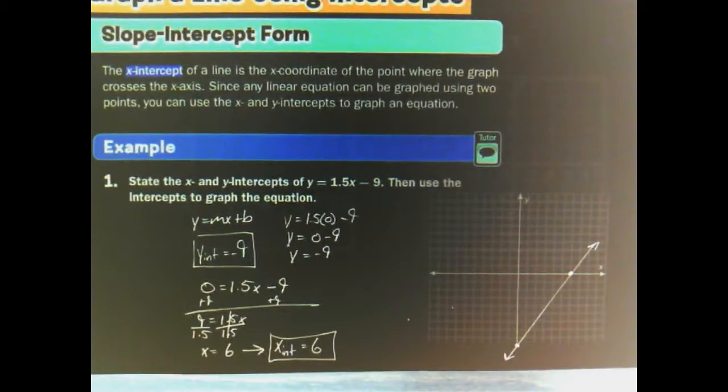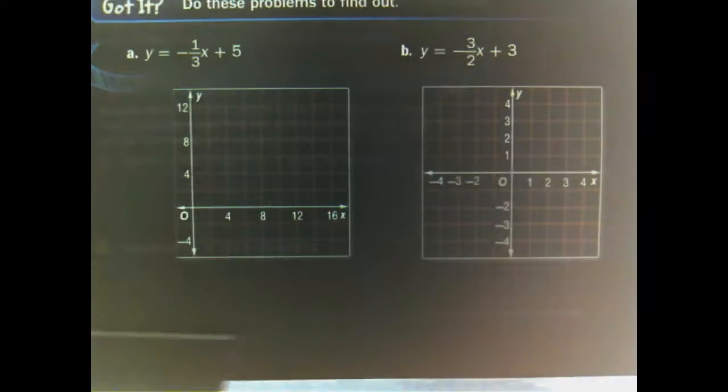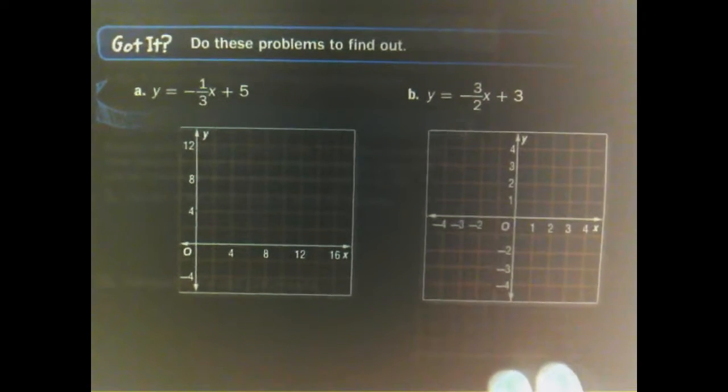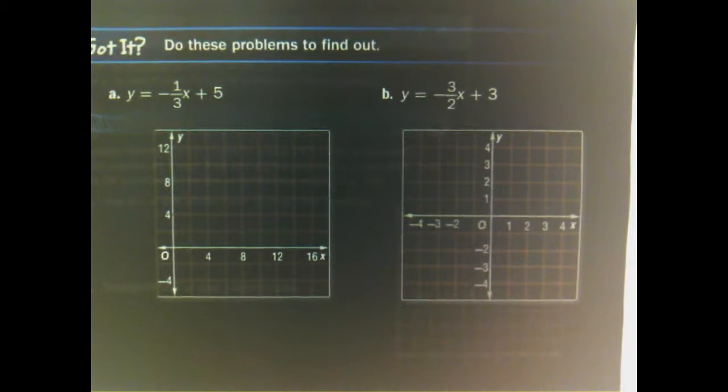In summary, in order to find the x and y intercepts, you can plug 0 in for the opposite. To find the y-intercept, plug 0 in for x. To find the x-intercept, plug 0 in for y. If we take a look at the next page here, you can go ahead and pause the video and try these on your own. Pause the video and I'll be back to explain these in a second.